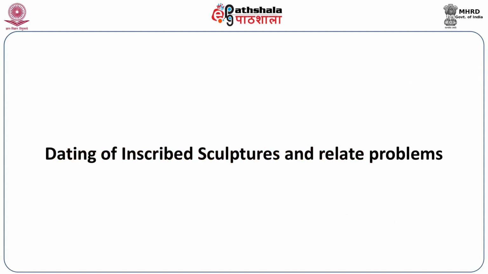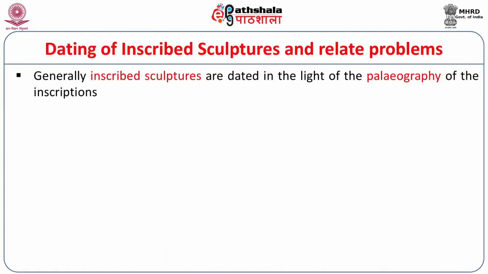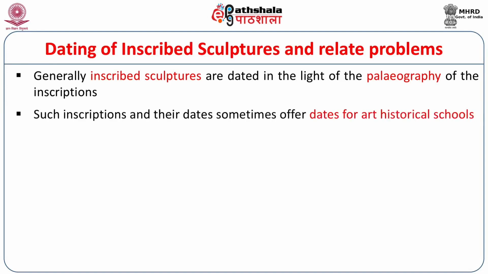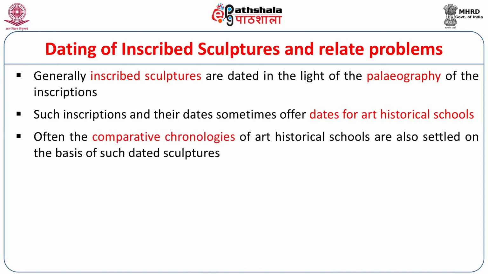Dating of inscribed sculptures and related problems is the final issue of this module, and this is a new issue that we have to consider. Generally, inscribed sculptures are dated in the light of the paleography of the inscriptions. Whenever we find an inscription on a sculpture, we have a tendency of dating the sculpture in terms of the paleography of the inscription. Such inscriptions and dates sometimes offer major dates for the development of art historical schools. Many a time, comparative chronologies of different art historical schools of different regions and different periods are also reconstructed on the basis of the inscriptions present on the sculptures.